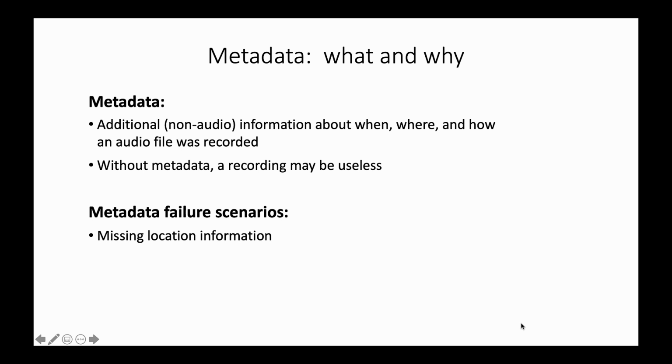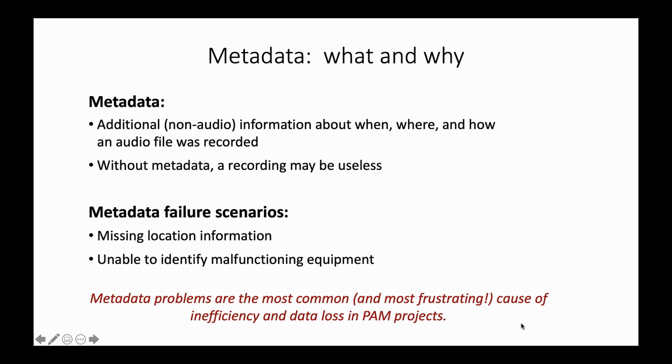Metadata failures can be quite common. For example, they might be missing location, or if you don't have appropriate metadata, you might not be able to tell what recording unit was used to make a recording, so that now you just have a pile of 40 recorders, and those were deployed in 40 sites, and one of those didn't work, but you don't know which recorder wasn't working. And so you end up deploying that equipment again, for example. Metadata problems are among the most common and frustrating sources of inefficiency and data loss in PAM projects.